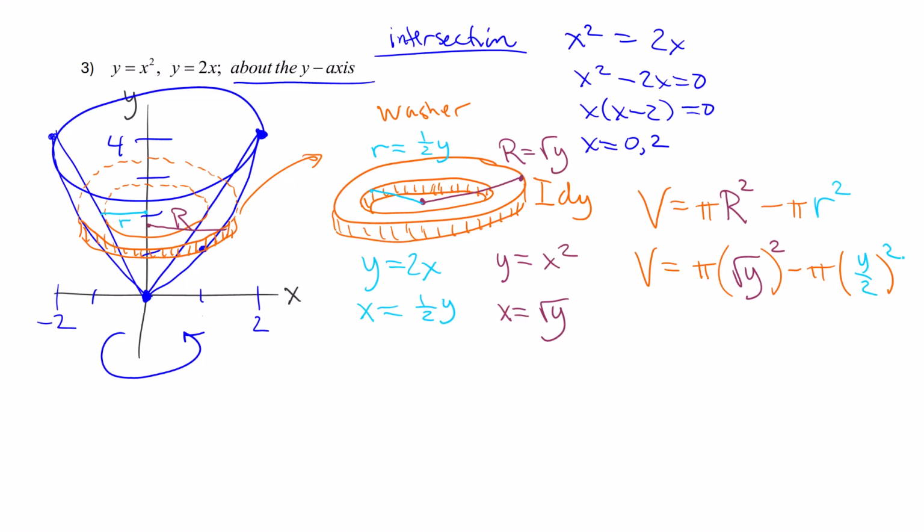So the volume of this single cross-section washer is pi times big radius squared minus pi times little radius squared, which is pi times square root of y squared minus pi times y over 2 squared, as all plugged in. So that's what we want, but we want all of the washers, not just this one. So this is where we're now going to put it all together with the integral.